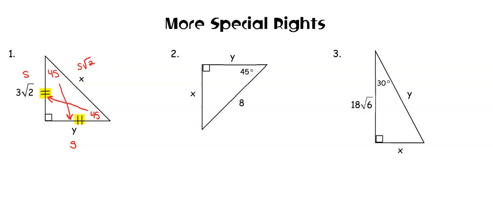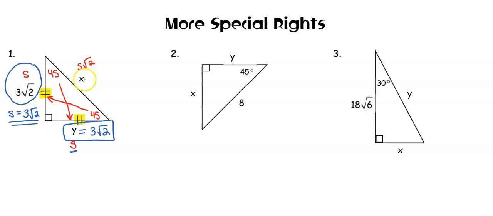I will always be given one of the sides, and I look to see what side that is. This is perfect. I am given S, which is the best piece of information I can be given. So I know that S is equal to 3 root 2. If I look at this side right here, this side is also S. That means that Y is equal to 3 root 2.